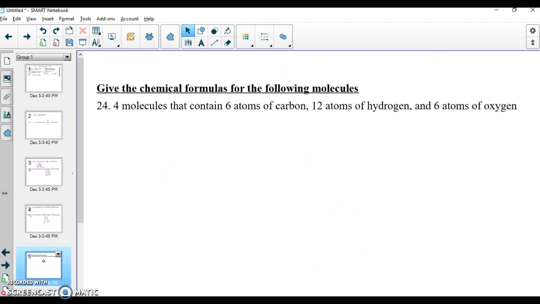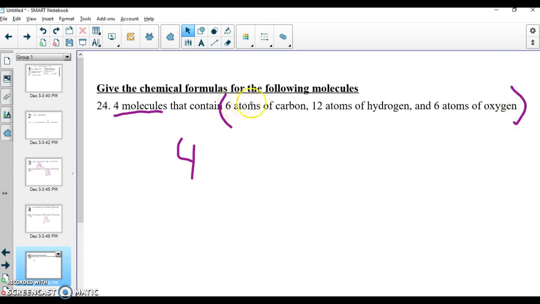Now, this next one, you are going in the opposite direction. You are taking it from words and writing down the chemical formula. We've been taking the chemical formula and putting it into words. So this tells me that there are 4 molecules. That's the coefficient. So I put a big 4 because that's the coefficient. And you have 4 of these molecules right here.